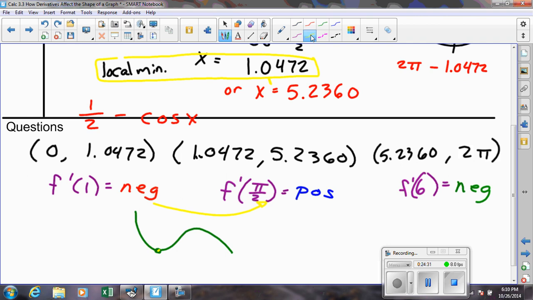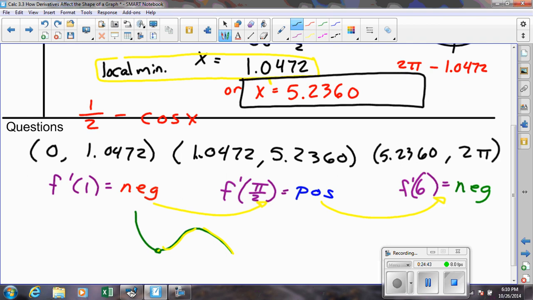Coming over, because it changed from positive to negative, that's going from a positive slope over to a negative slope, that would identify that the other one was a local maximum. So, two pieces, finally summing this all up.